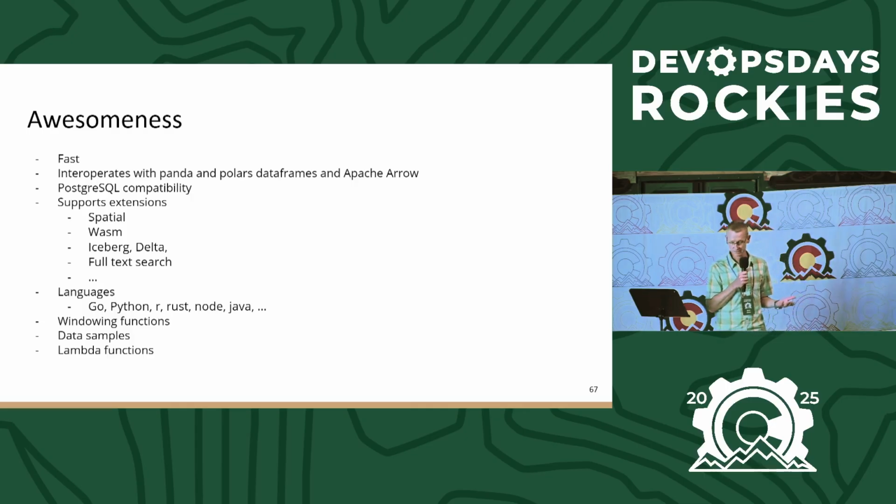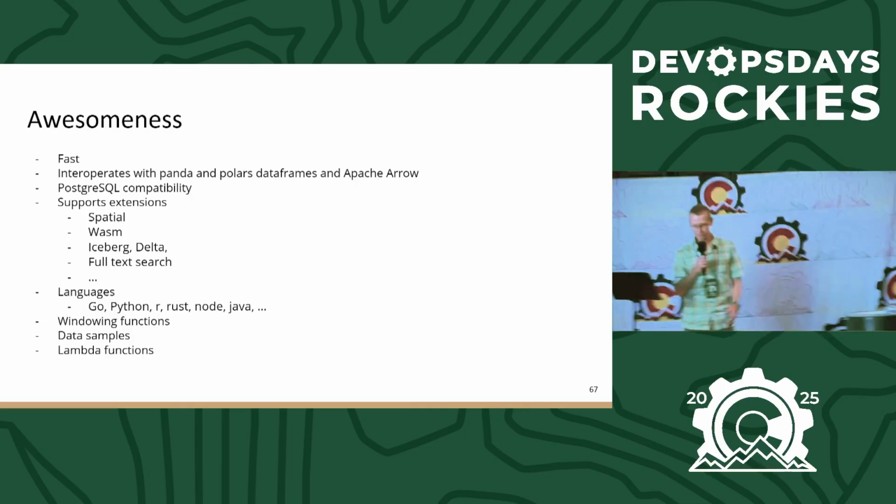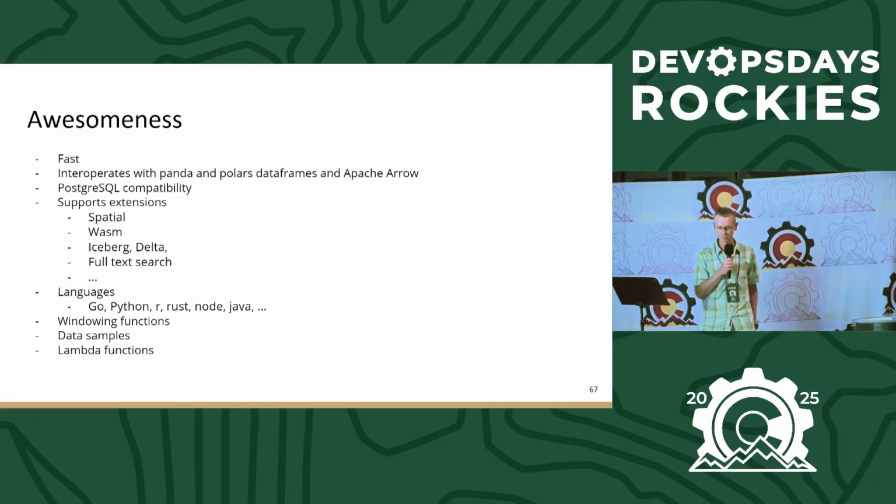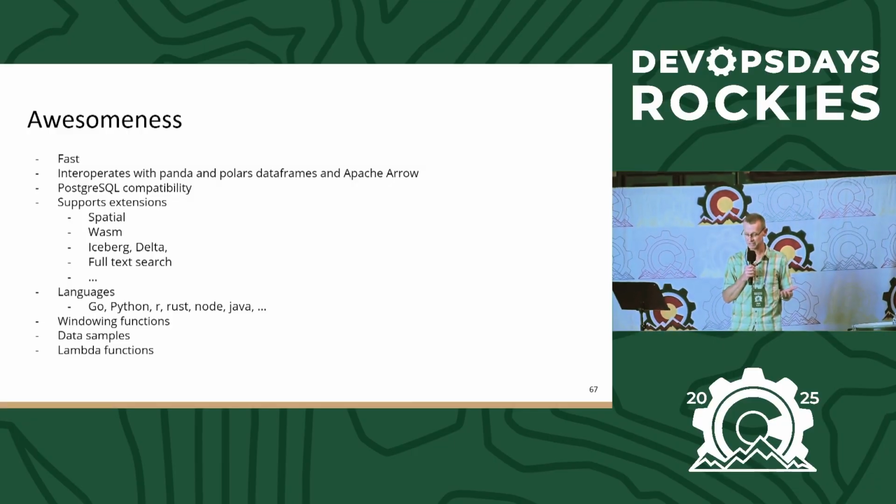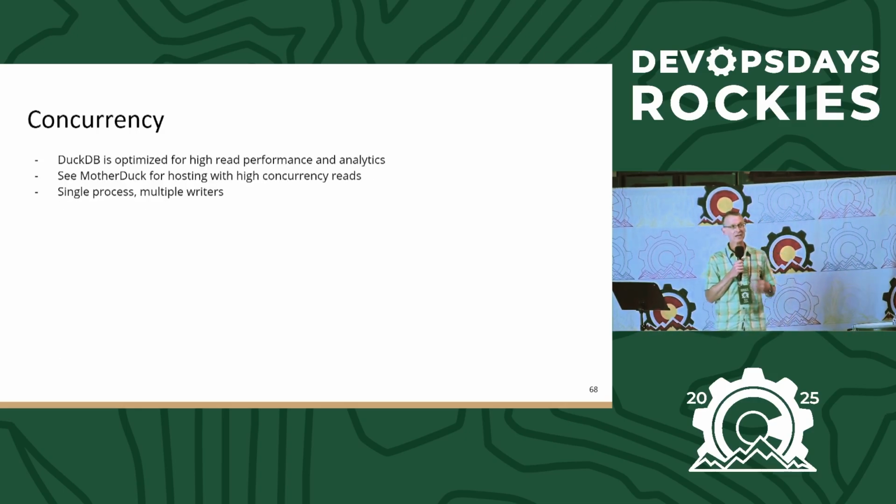So why is it awesome? Because it's fast. It interoperates with Pandas and Polars data frames and Apache Arrow. It has PostgreSQL compatibility, has lots of extensions built in, works with many languages, supports windowing functions, data samples, lambda functions, etc. Concurrency works great for multiple readers, but writing's not great because it has that single database file. But if you do need multiple writers, you can do that within a single process or manage it via your application.